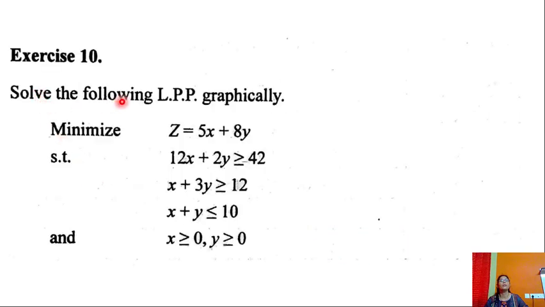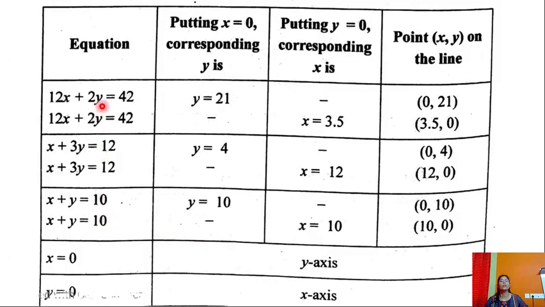Now let us see the next problem. This is the case of minimize z value. And here we have three constraints: greater than or equal to 42, greater than or equal to 12, and less than or equal to 10. So first we'll draw the table and solve the equations and get the values for x and y.